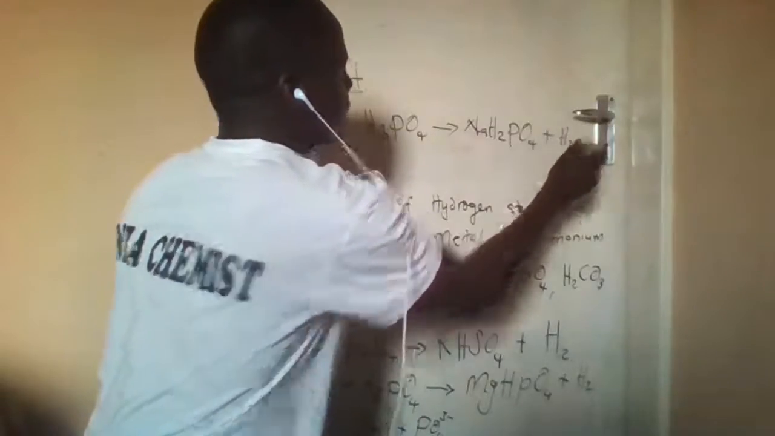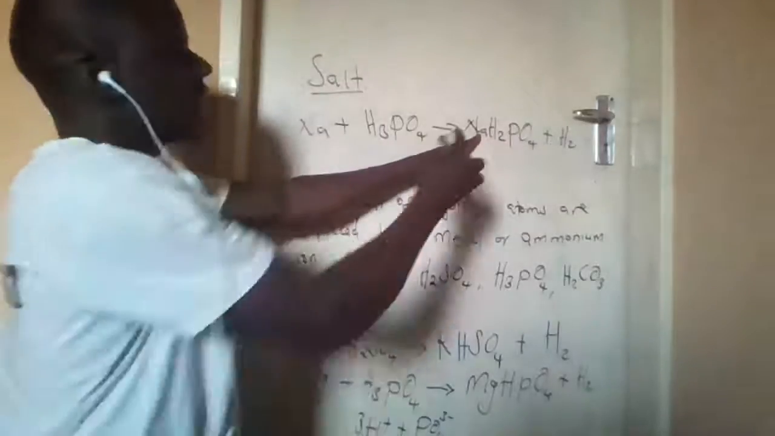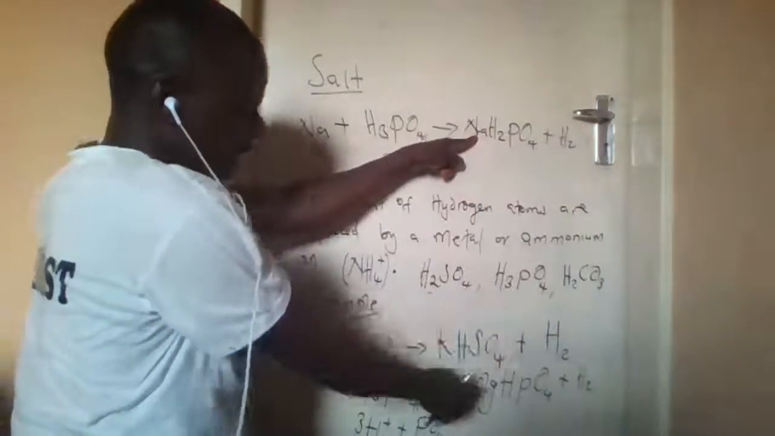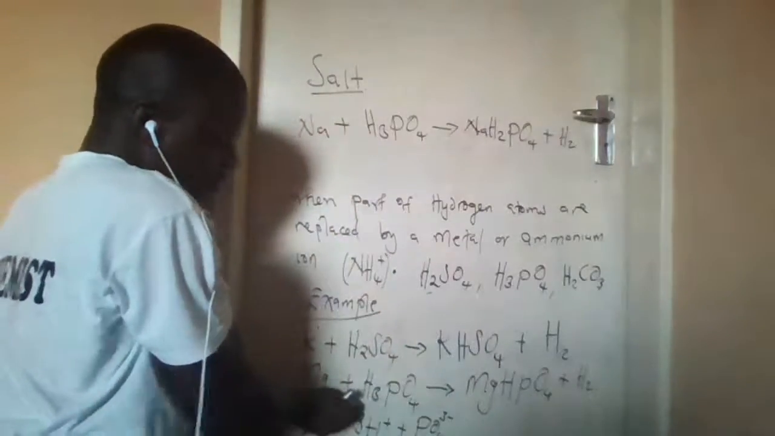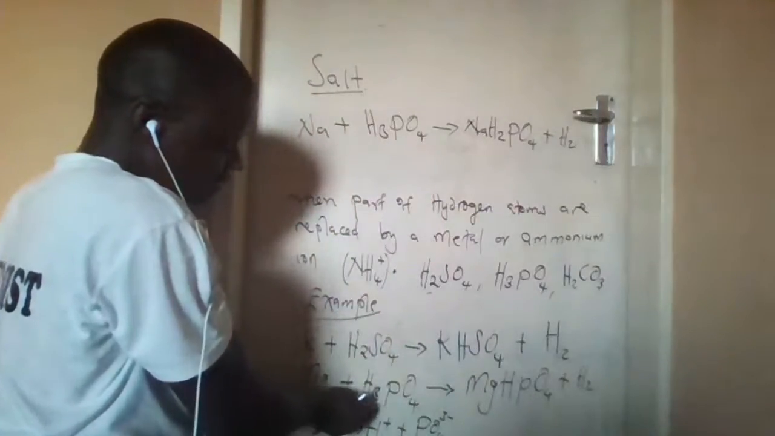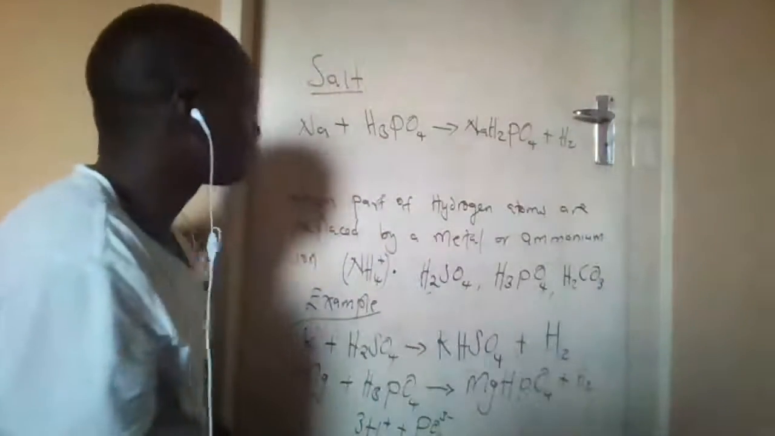plus hydrogen gas. Why do we have 2 here? Because this guy has got a valence of 1, so it has only removed 1 here. This guy has a valence of 2. That's why it has the capability of removing 2 hydrogens from here. There are 3. Once you remove 2, you're going to have 1 remaining like that.